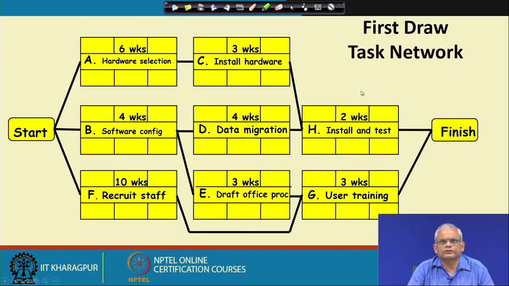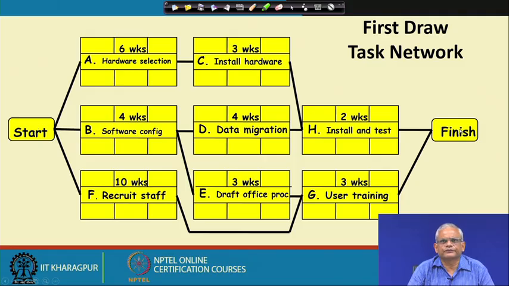So, this is the one. If we redraw the one that we had drawn in the previous slide, we will have this. I have also written down here the names of the activities, but that is not necessary. A, B, C, D, etcetera should be enough. So, A, B and F are the successor nodes of the start node. Start and finish are dummy nodes.